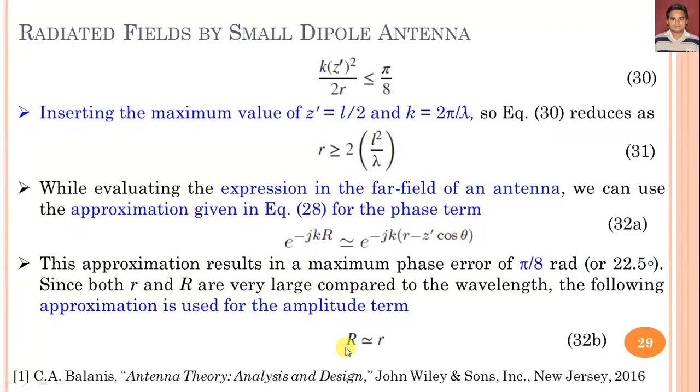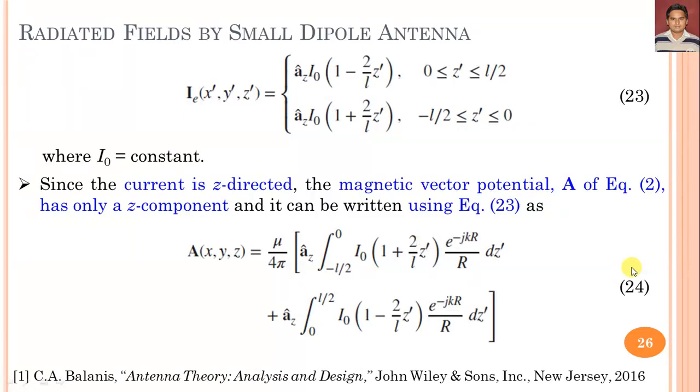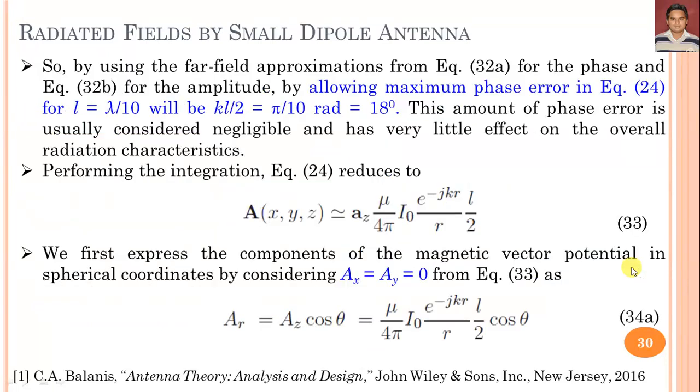So by considering these two equations, and putting them in equation number 24, we can find the equation for A, the magnetic potential equation, when considering the maximum phase error for L equal to lambda by 10. This phase error we have considered negligible, with very little effect on the overall radiation characteristic. This assumption we have considered in the far field region.